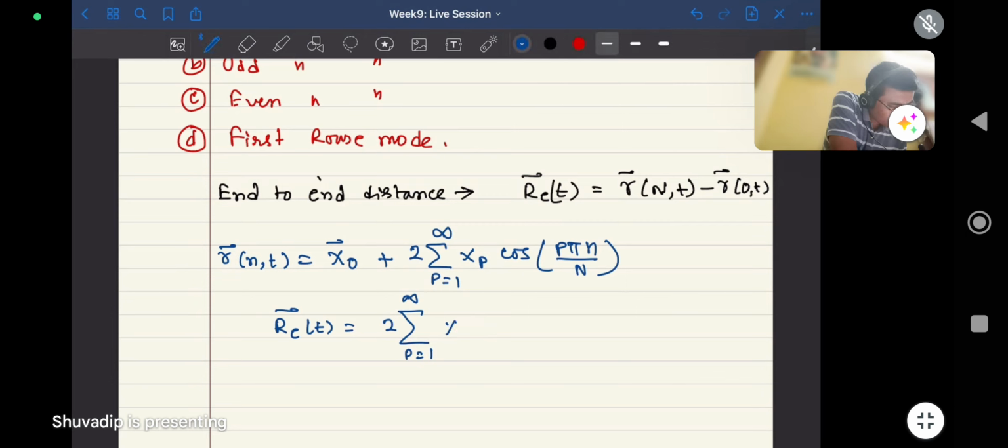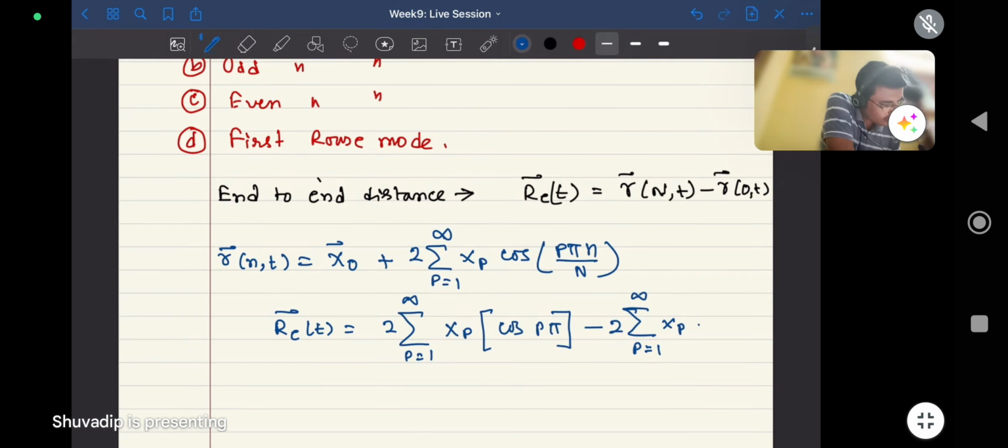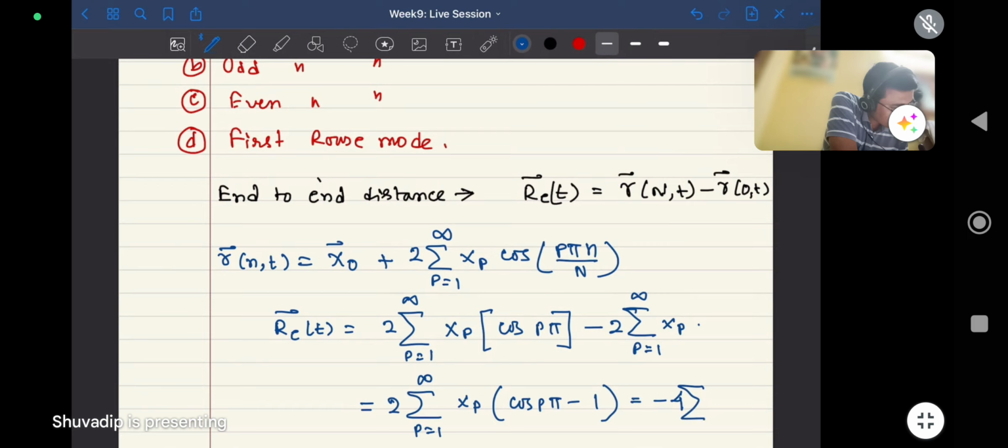Sorry, x_p cos p pi minus 2 into the sum over p from 1 to infinity of x_p, and if you put n equal to 0 here, that will always be 1. So if we take common, 2 sum over p of x_p cos p pi minus 1, which is like minus 4 into sum over p odd of x_p.